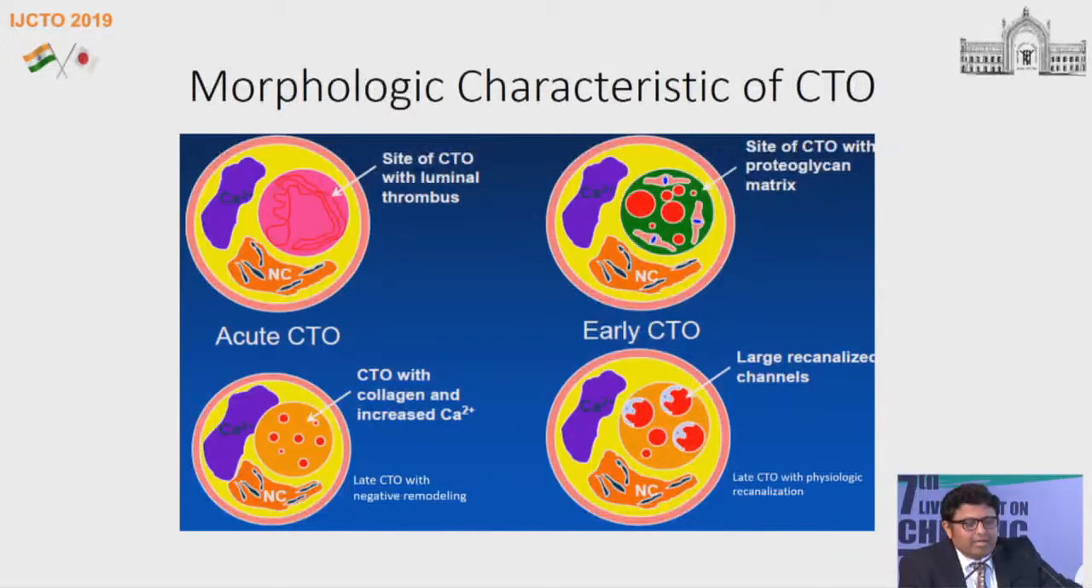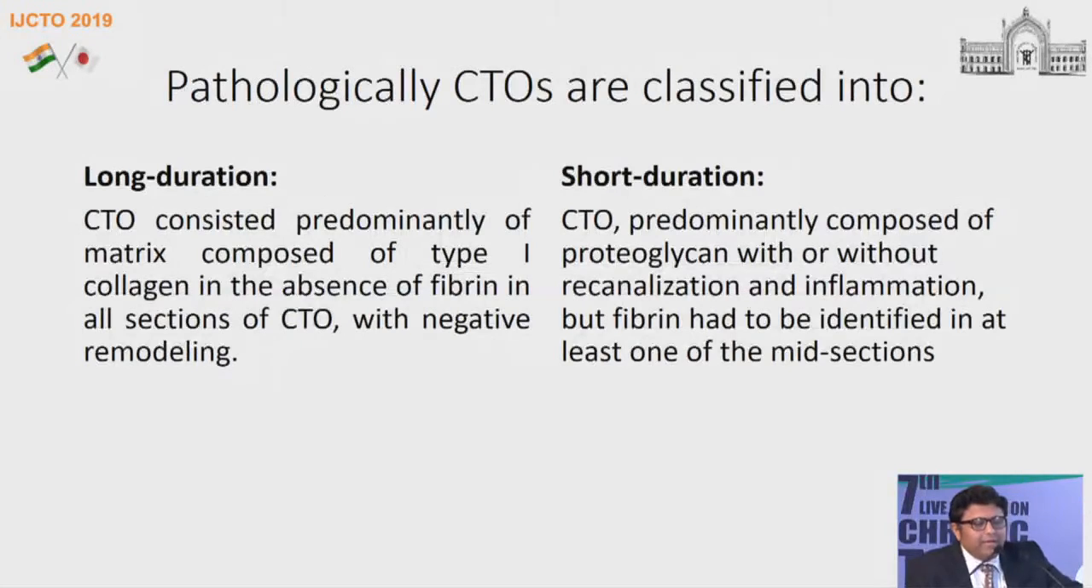The morphologic characteristics of CTO: as we see in acute CTO, the lumen is closed with the thrombus. In early CTO, the proteoglycan and the matrix is seen, and in late CTO with negative remodeling, there is collagen and increased calcium, and still late CTO with physiological recanalization, that is, the vessels have grown in.